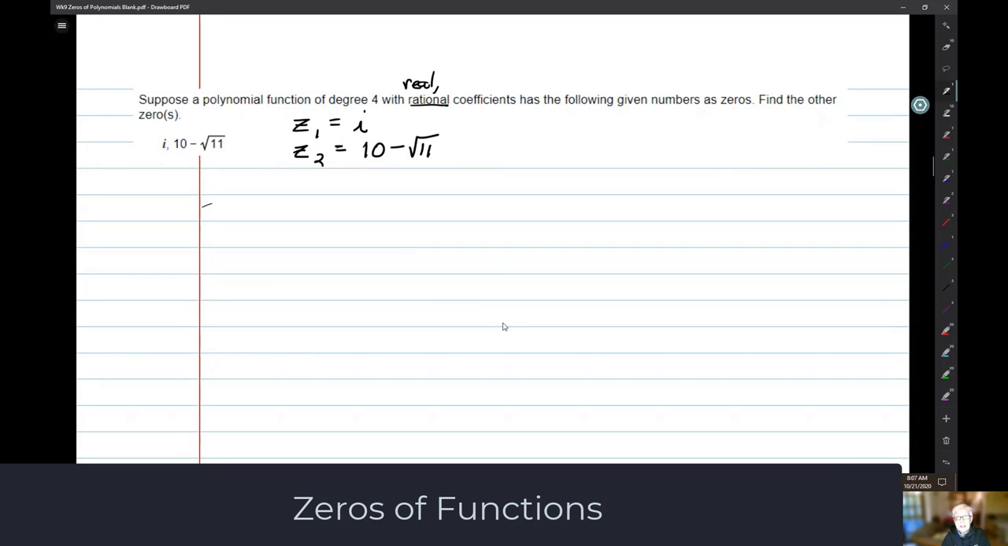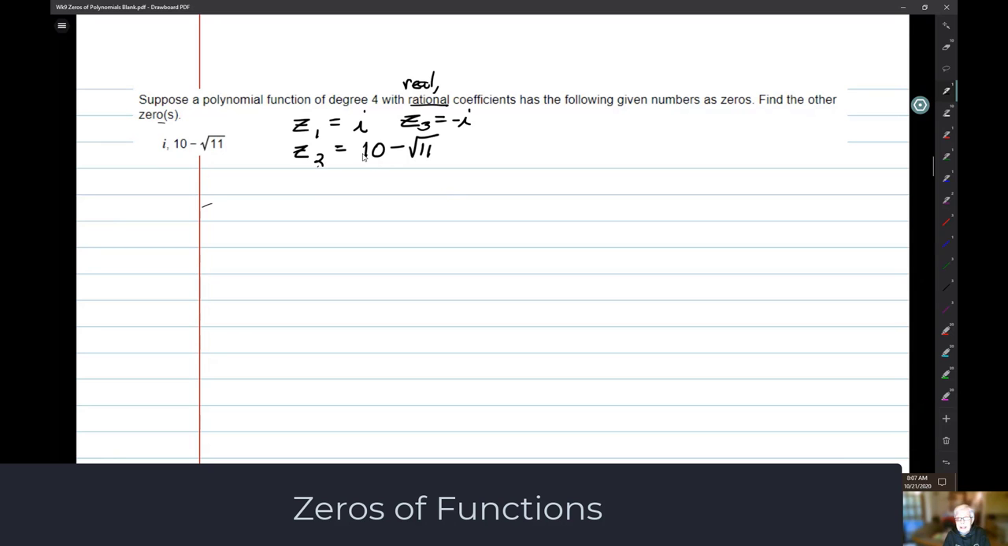So the answer to this problem, find the other zeros, and that's all you have to do. You don't have to build the polynomial. You have to come up with the conjugate of this. If Z1 is i, then Z3, because we have a Z2 there, Z3 is going to be the conjugate of positive i, which is negative i.